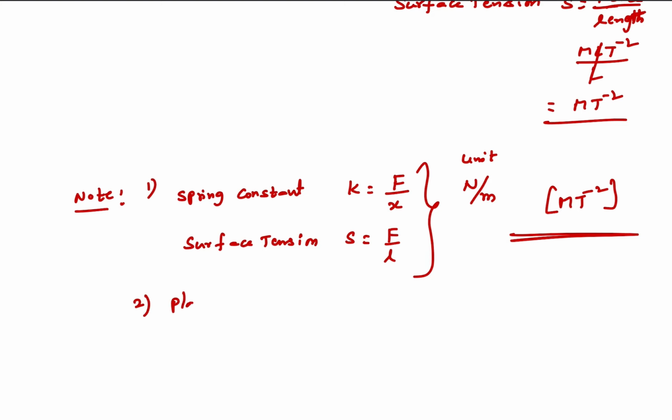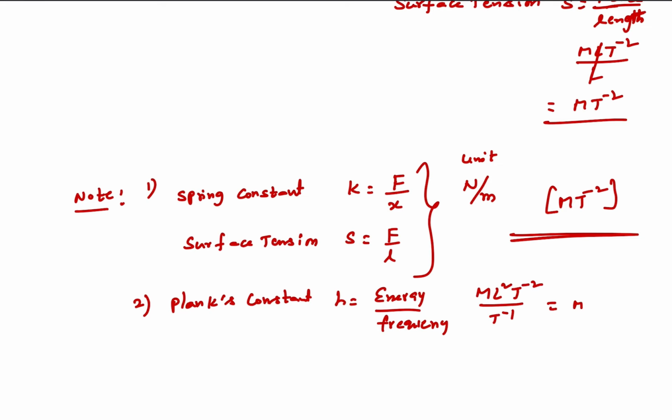One more thing I forgot to mention earlier. Planck's constant h is equal to energy by frequency, that is M L square T power minus 2 divided by T power minus 1. You will get M L square T power minus 1.